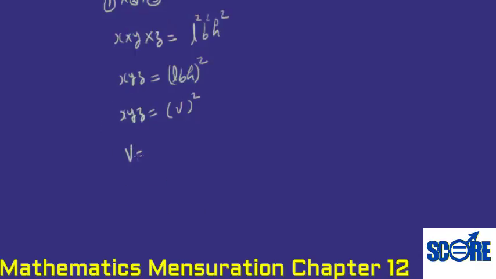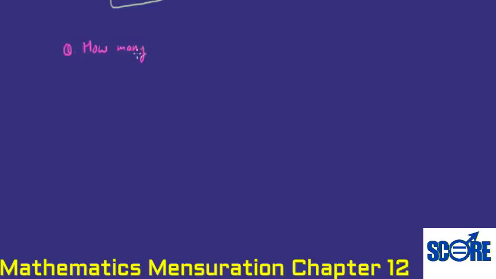So volume of a cuboid is equal to, when you shift the square to that side, it goes under root. So V is equal to under root of xyz. That is, the volume of a cuboid is under root of xyz. That we have to prove. So this is the one required result. Now we move to the next problem.